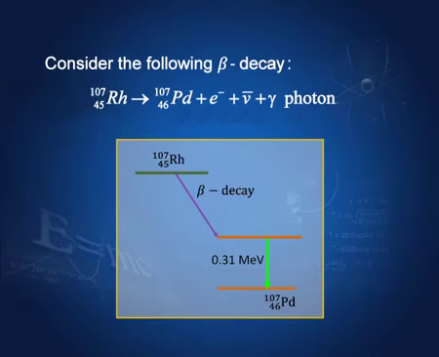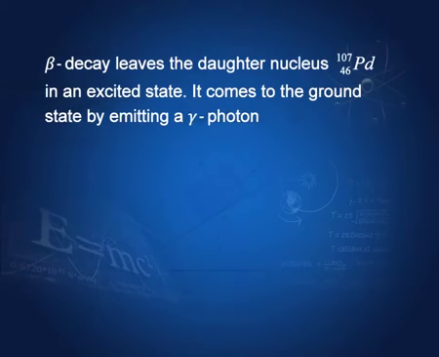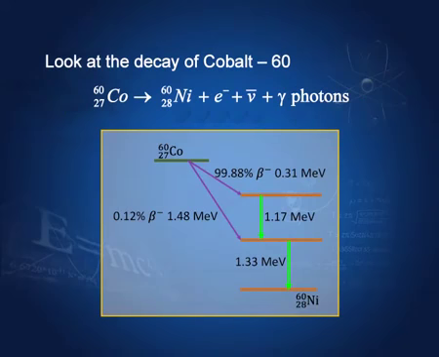Here we have an example of rhodium 107. This emits a beta particle, called beta decay. It emits an electron and leaves the daughter nucleus in an excited state. The daughter nucleus is Pd, and the emission of this particle leaves it in the excited state, and then it goes down to the ground state by emitting a gamma ray of energy 0.31 MeV. Beta decay leaves the daughter nucleus in an excited state, and it comes down to the ground state by emitting a gamma photon.